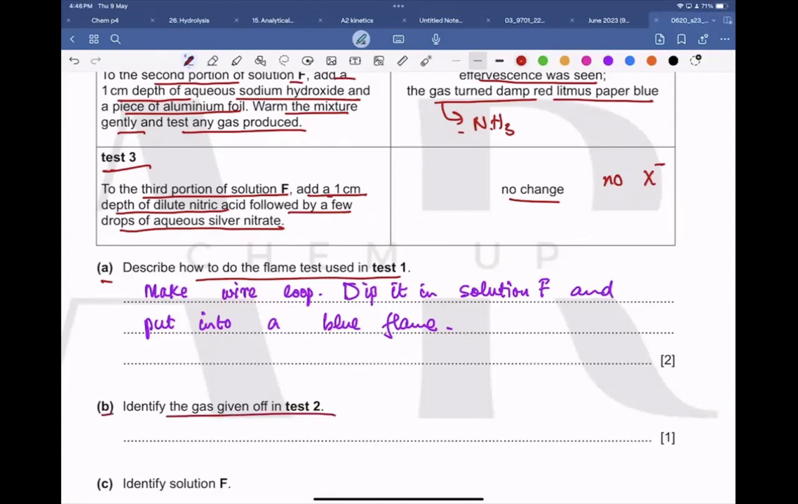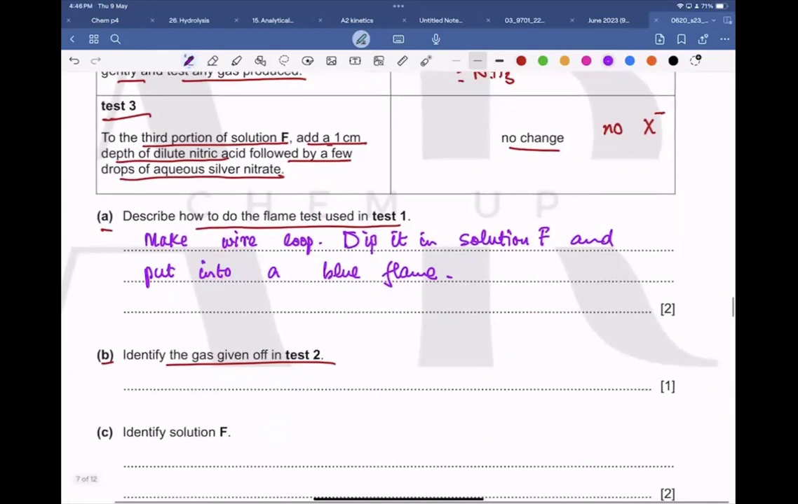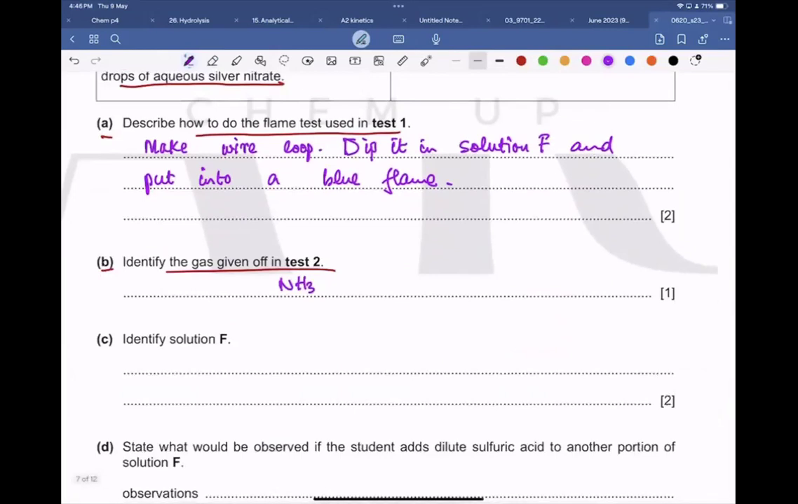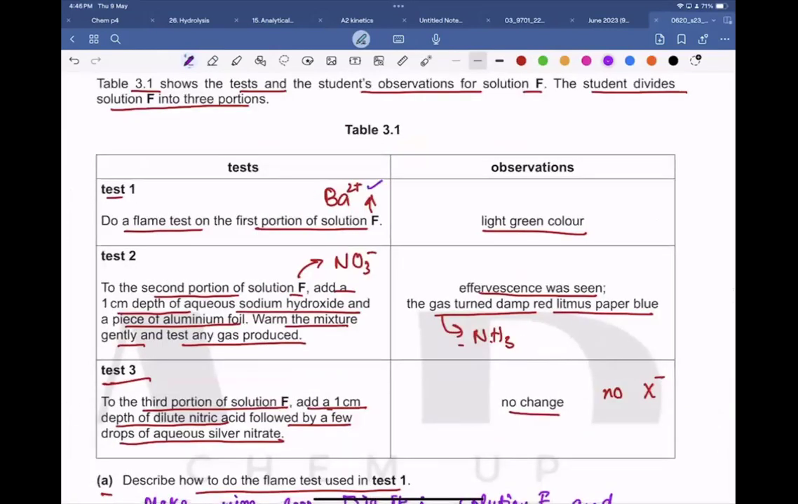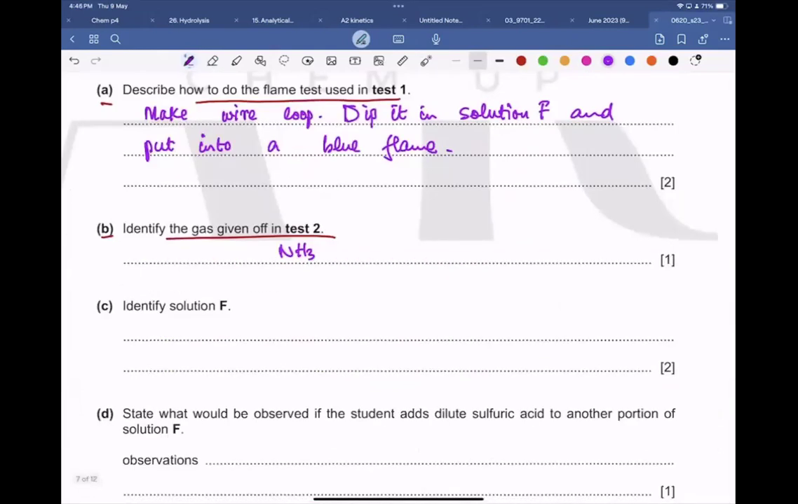B. Identify the gas given off in test 2. So we have identified in a gas test 2, ammonia gas has been given off. Identify solution F. So we have identified that the solution has a barium ion and the nitrate ion. So if there is a barium ion, Umar, is this clear to you? So we are going to get barium nitrate, as barium ions and nitrate ions are present.